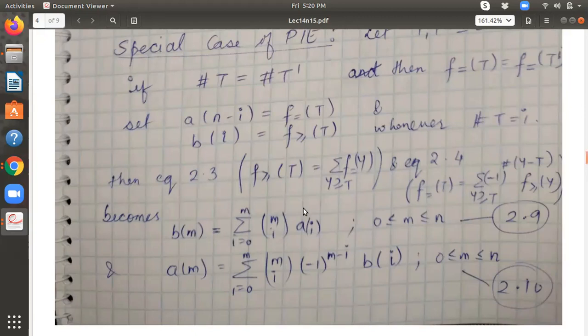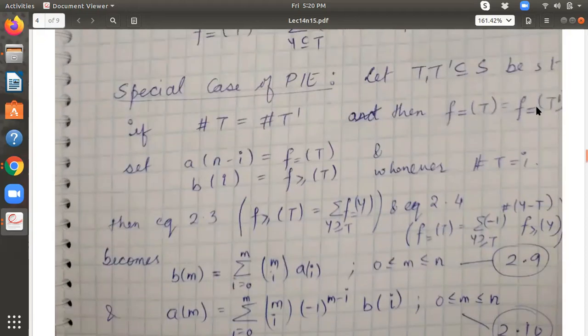Okay, so these two equations, this and this, in the main case of, so why am I able to do all this? Because I know that the set T is immaterial. All that matters is that if the cardinality of T and cardinality of some other set T prime is same, then F equal to of T is equal to F equal to of T prime. Okay. This property I have. And once you have this property in hand, it also tells you that this F greater than equal to of T is also equal to F greater than equal to of T prime. Because here, for every F equal to of Y, for the same cardinality, you can substitute the other Y prime also. Or for this T, you could have substituted your T prime here also.